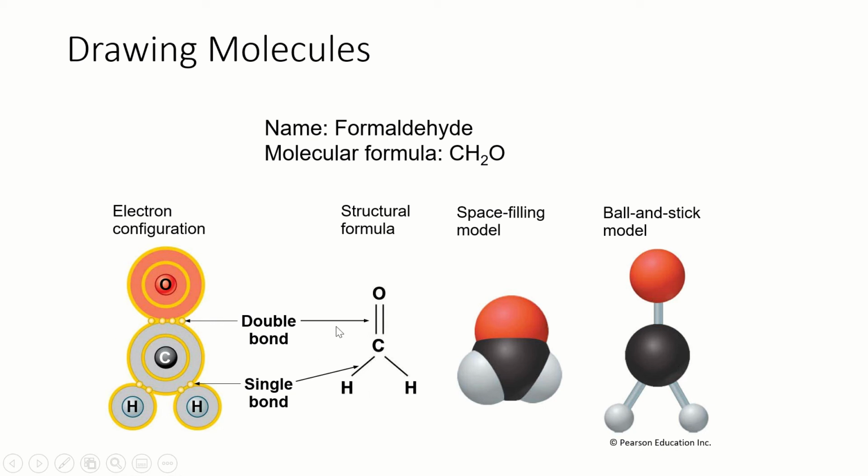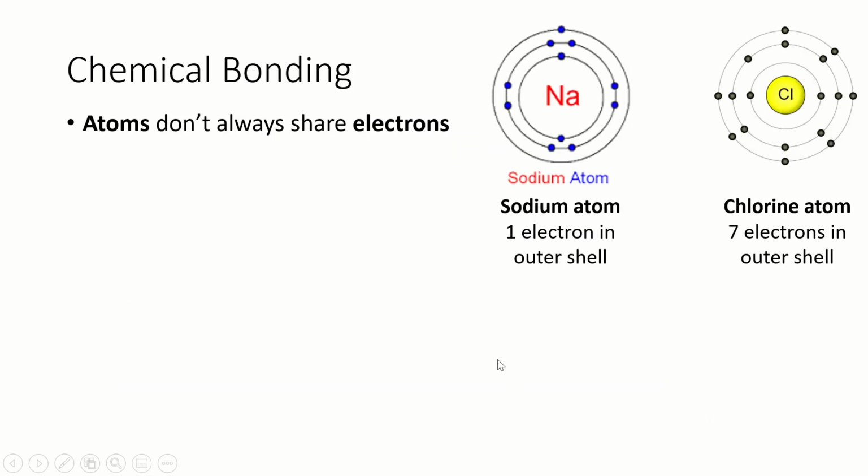A line means 2 electrons, 2 lines together is a double bond, meaning they share 4 electrons. Now, atoms don't always share electrons.